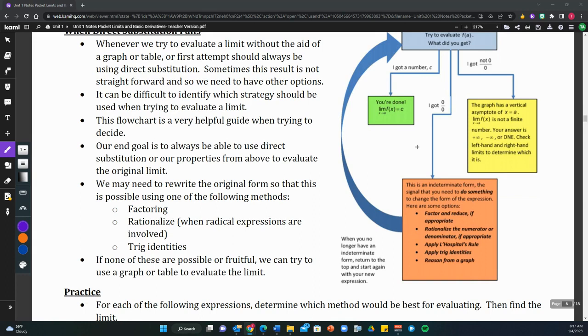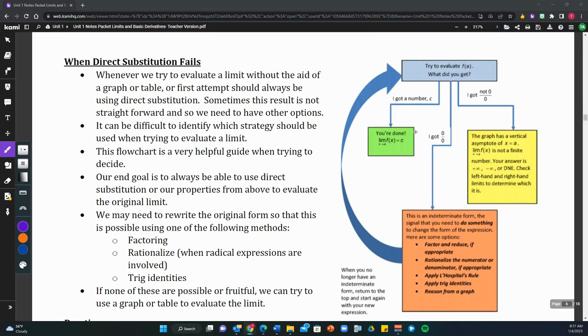So on your first try, when you're going through this flow chart, again, first step is always trying to evaluate the function at the value of x. So that is direct substitution. So your outcome, there are 3 possible things that can happen. So first off, I can get a number.